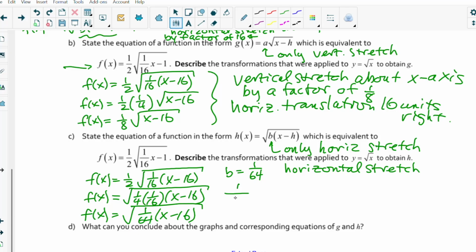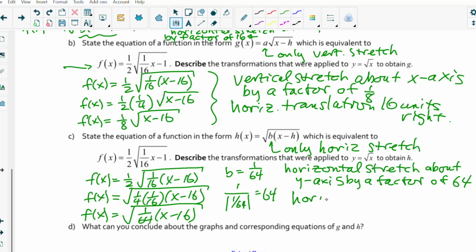So horizontal stretch. The factor is 1 over the absolute value of 1/64, and that is 64. So I have a horizontal stretch about the y-axis by a factor of 64. And I still have a horizontal translation 16 units to the right.